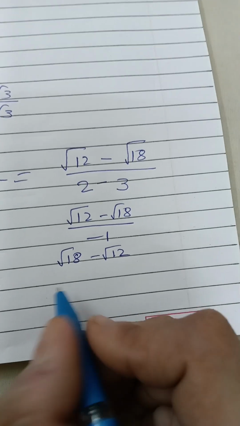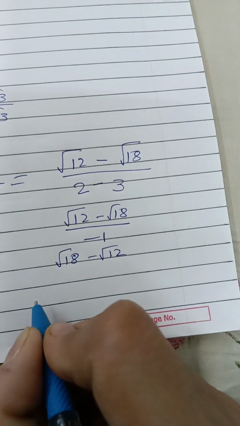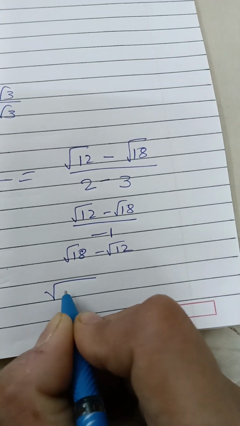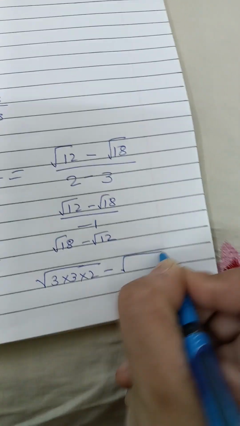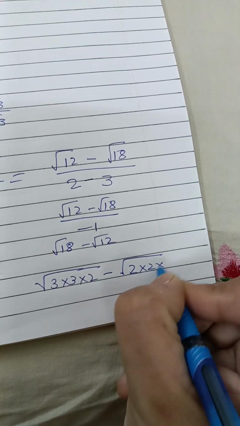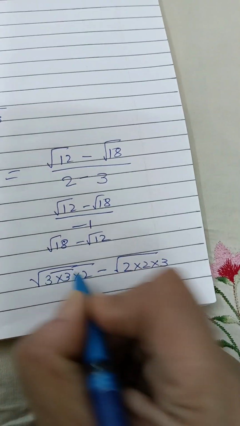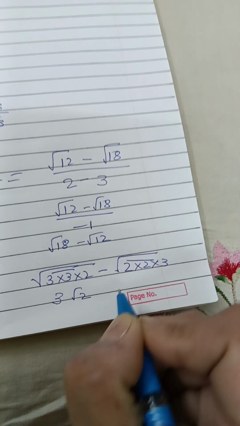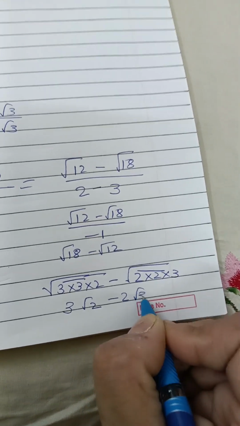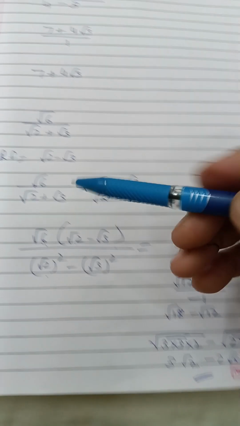Again we can resolve this root 18 and root 12 into their factors. So root 18 is 3 into 3 into 2, and root 12 is 2 into 2 into 3. Just pair out the factors. So it becomes 3 root 2 minus 2 root 3. And this is the final answer to this question.